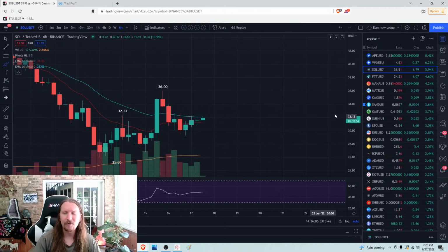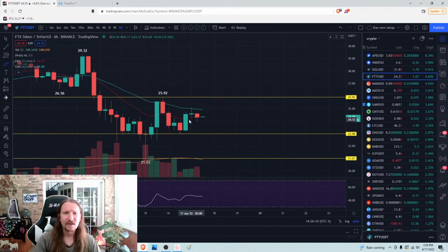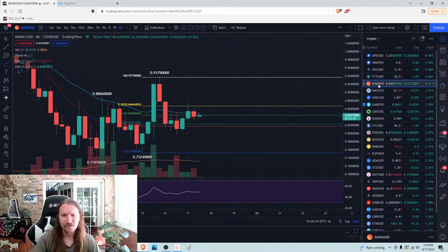Sol, scouting a 6-hour lower high, anything under 36. FTT, looks like a 6-hour lower high is already set. We're scouting a 6-hour higher low compared to 23. How these ranges, these tightening ranges break is obviously going to give us some information on daily charts.